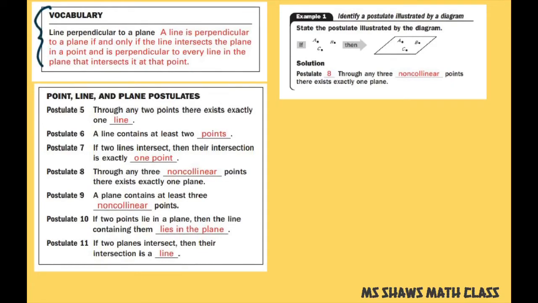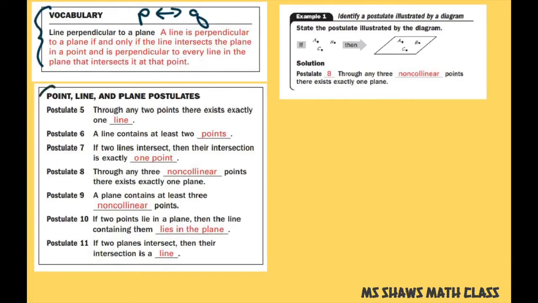A line perpendicular to a plane. A line is perpendicular to a plane if and only if, so this is like a P, if and only if Q. The line intersects the plane in a point and is perpendicular to every line in the plane that intersects at that point.